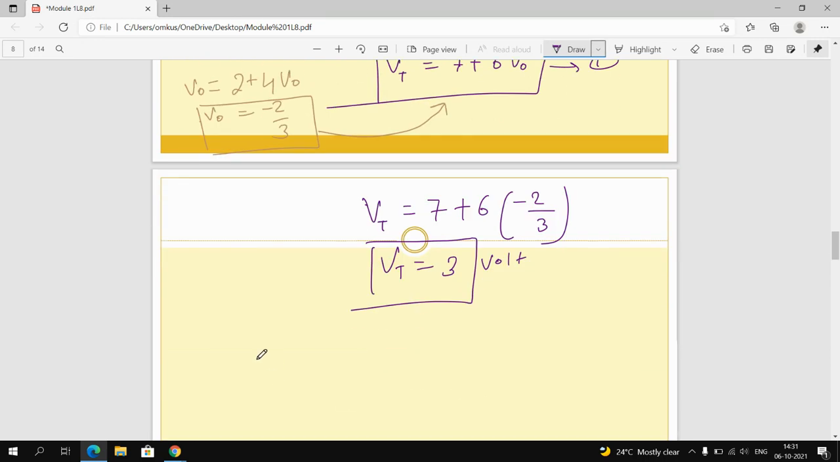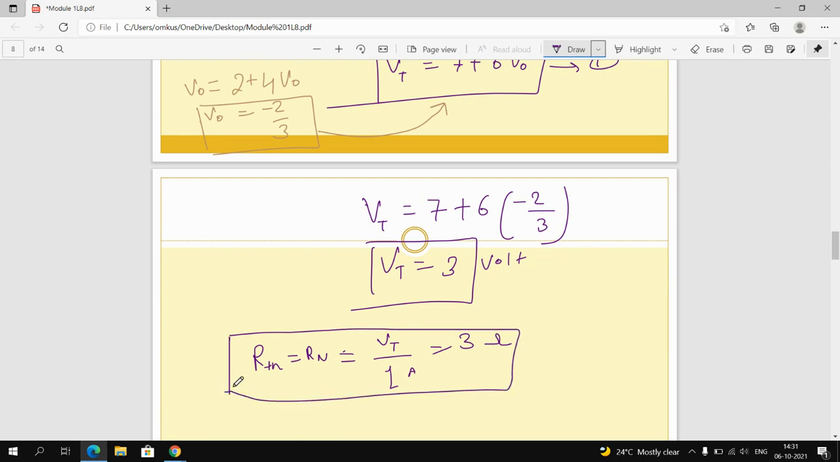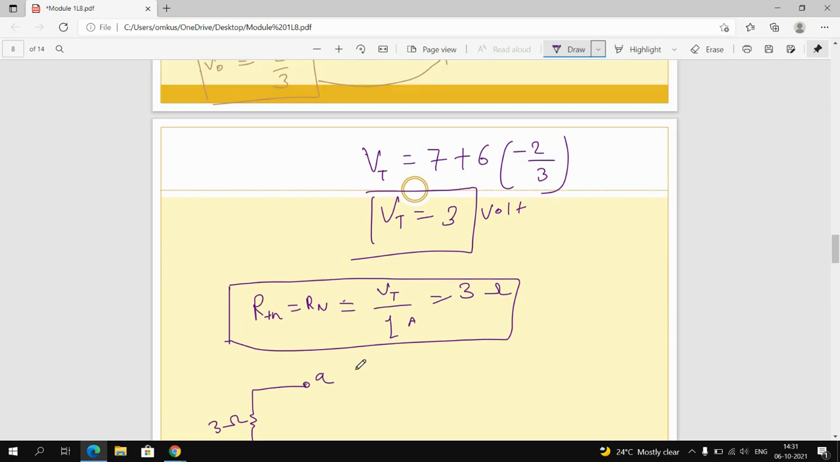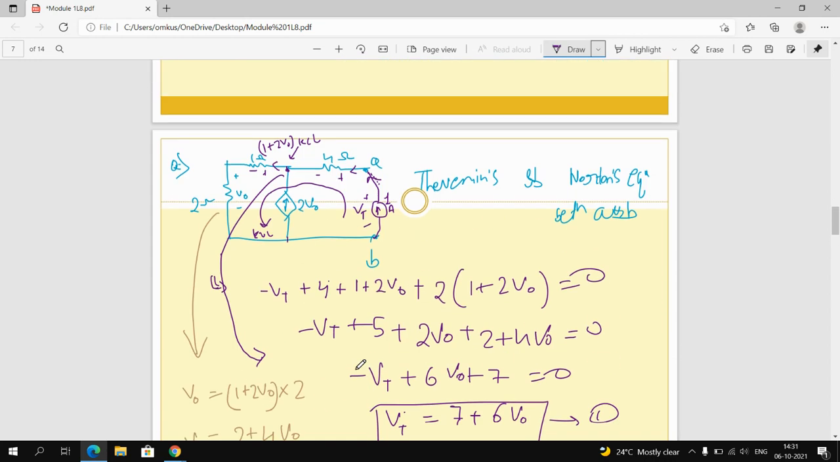And what is the value of Rth or RN across the target terminal, which is nothing but VT divided by the 1 ampere source, right? 1 ampere, so Rth is equal to 3 ohm. I hope this is clear to you. When you draw the equivalent circuit, you simply draw this. So this is your 3 ohm across the terminals a and b. I hope this process is clear to you.